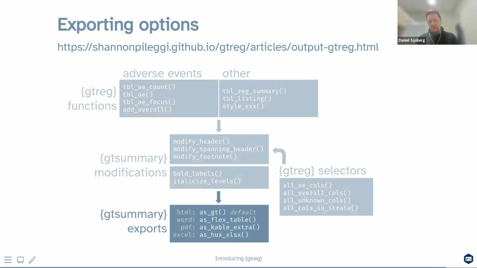So we've put our favorites here. When you want HTML results, I think gt is the perfect engine to create those tables. If you need Word, my preference is flextable. PDF, I love kableExtra. And for Excel, I use huxtable to export to Excel. So let's go over a few of those options and see what we're working with.